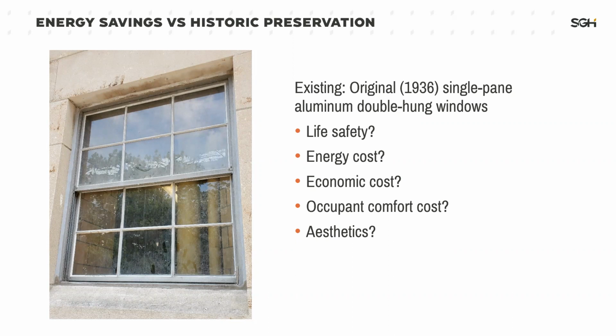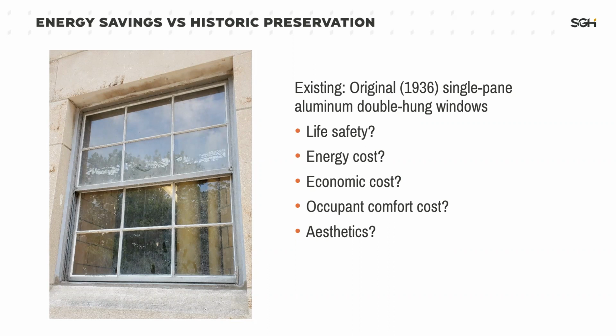As you can imagine, windows from 1936 are not performing well today. They're beyond their service life. They've been having panes of glass fall out of these windows onto the sidewalk below. So as you can imagine, that's a pretty immediate life safety concern, which is why the university was trying to dig into this and trying to figure out what to do to either repair or replace these windows.